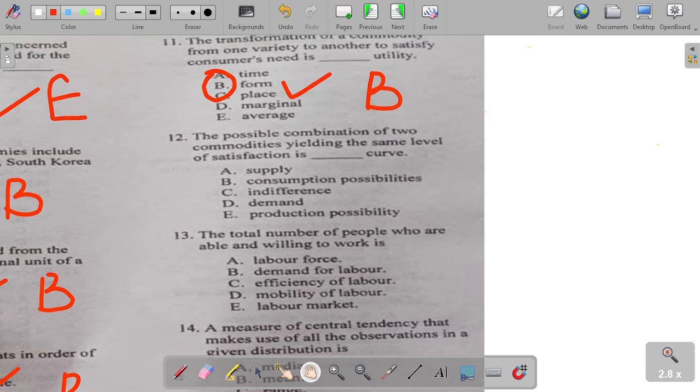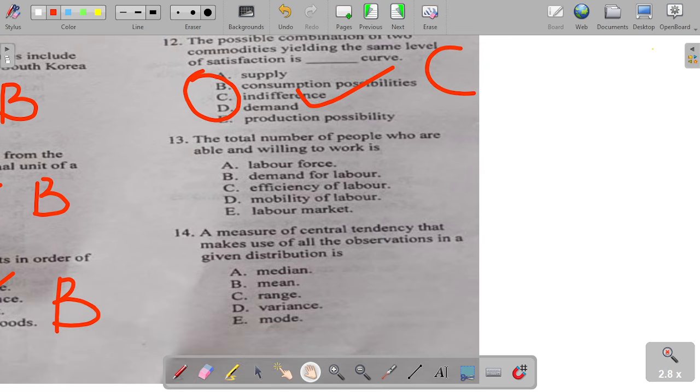Number 12 says the possible combination of two commodities giving the same level of satisfaction is dash curve. Supply curve, no. Consumption possibility, no. Indifference, yes, the answer is indifference curve. It's a curve that shows combinations of two commodities giving the same level of satisfaction. It's called the indifference curve. Number 12 is C.